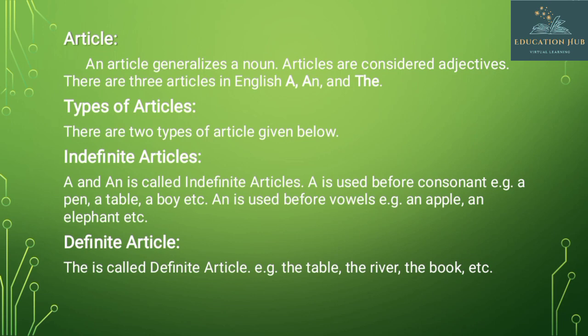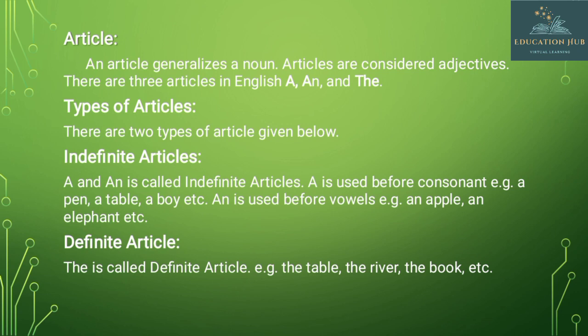Article. An article generalizes a noun. Articles are considered adjectives. There are 3 articles in English: a, an, and the. Types of articles. There are 2 types of article given below.